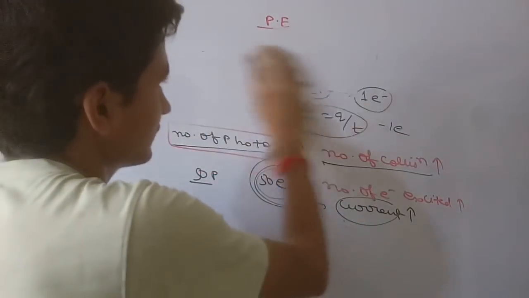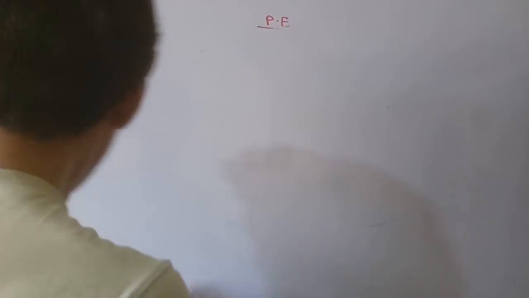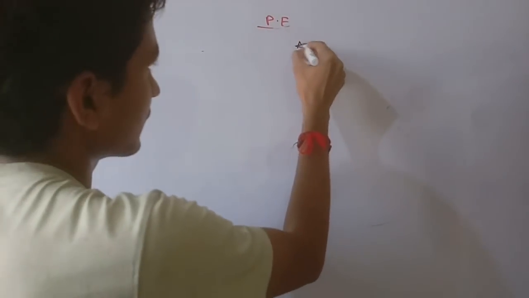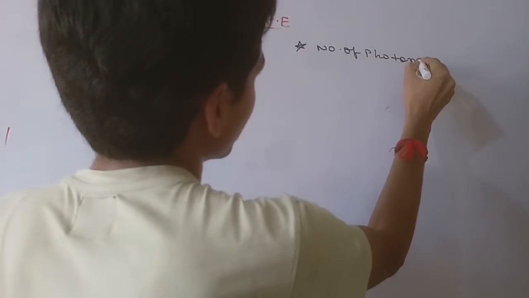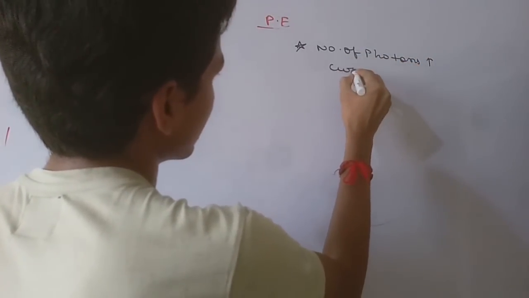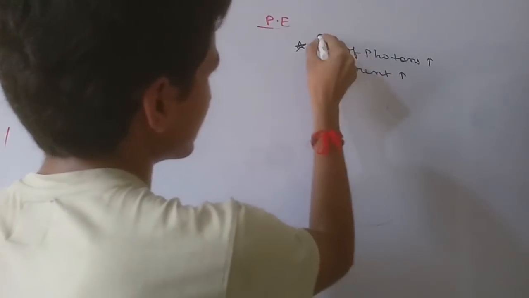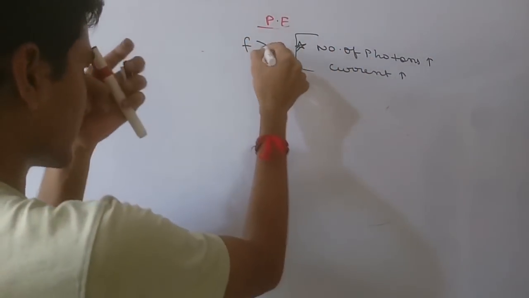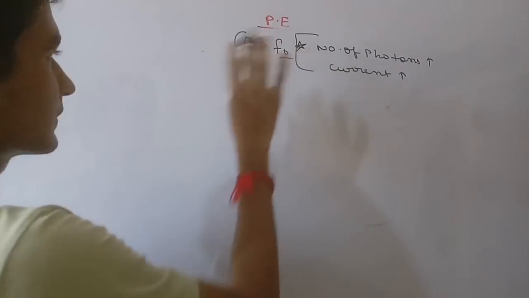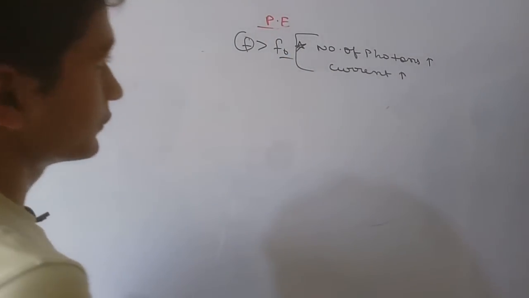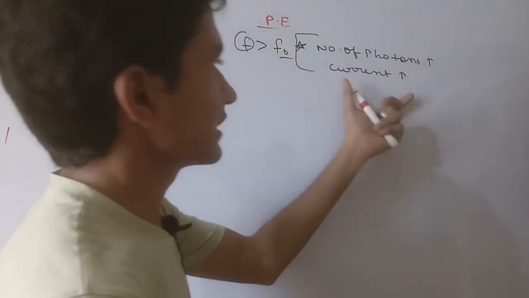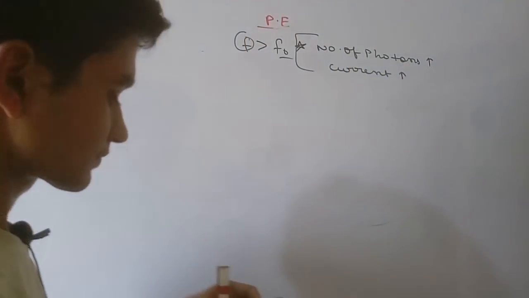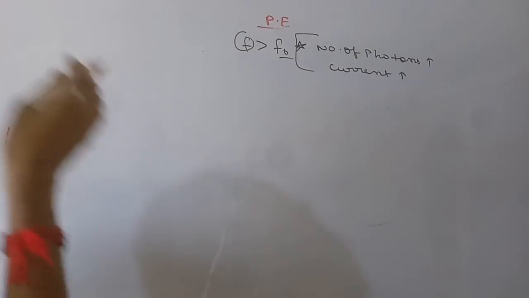Now one more thing I am going to tell you. Here our conclusion is, if the number of photons increases, then current will increase. The condition is that the incoming photons have frequency higher than f naught. If the number of photons is increased, then current will increase, no problem. Now come to the second part.